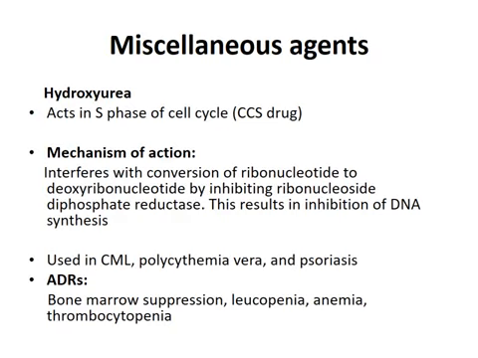Miscellaneous agents. Hydroxyurea acts in the S phase of cell cycle. It is a CCS drug. Mechanism of action: it interferes with conversion of ribonucleotide to deoxyribonucleotide by inhibiting ribonucleoside diphosphate reductase. This results in inhibition of DNA synthesis. It is used in CML, polycythemia vera and psoriasis. Adverse drug reactions are bone marrow suppression, leukopenia, anemia and thrombocytopenia.